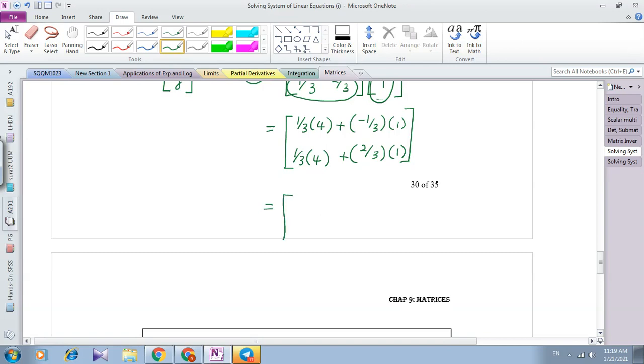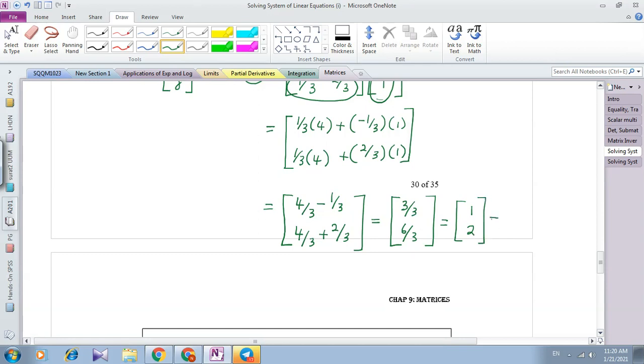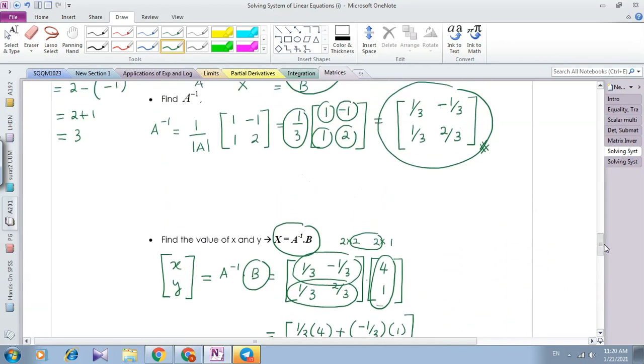This is 4 over 3 minus 1 over 3. And for the second element, this is 4 over 3 plus 2 over 3. The final result will be 3 over 3 and 6 over 3. Actually 3 over 3 is 1, and 6 over 3 is 2. Then this equals x and y. Thus x is 1, y is 2. So that's the whole process on how to use the inverse to solve the linear equations.